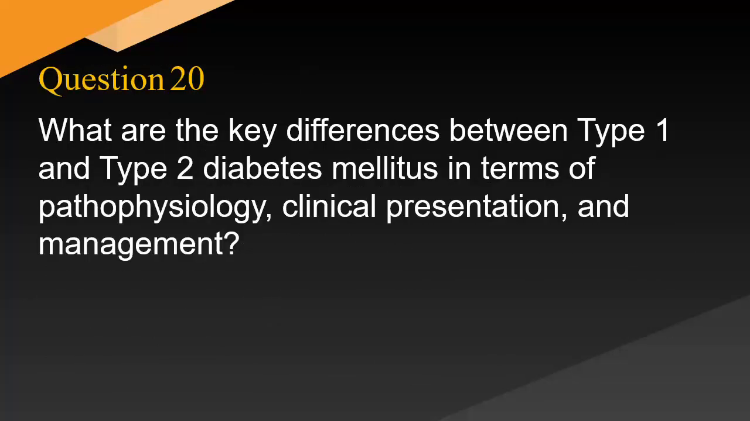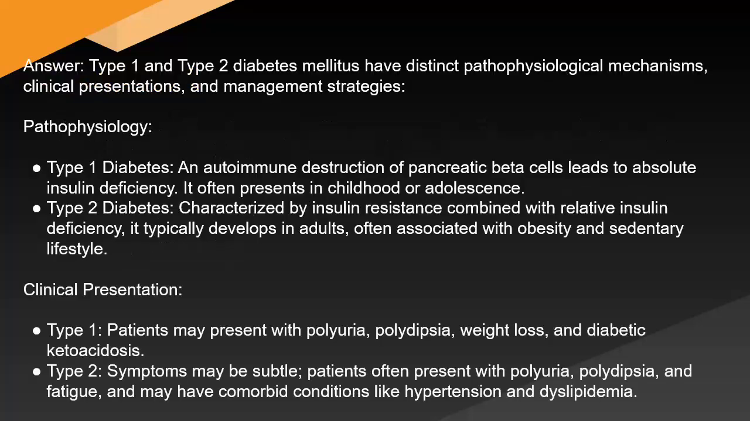What are the key differences between type 1 and type 2 diabetes mellitus in terms of pathophysiology, clinical presentation, and management? Answer: type 1 and type 2 diabetes mellitus have distinct pathophysiological mechanisms, clinical presentations, and management strategies. Pathophysiology: type 1 diabetes involves autoimmune destruction of pancreatic beta cells, leading to absolute insulin deficiency. It often presents in childhood or adolescence. Type 2 diabetes is characterized by insulin resistance combined with relative insulin deficiency. It typically develops in adults, often associated with obesity and sedentary lifestyle.